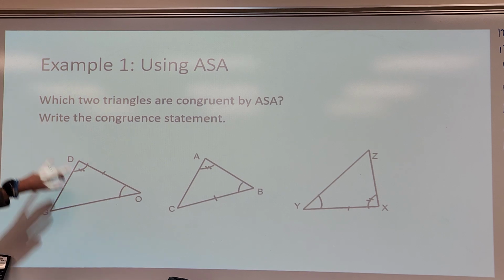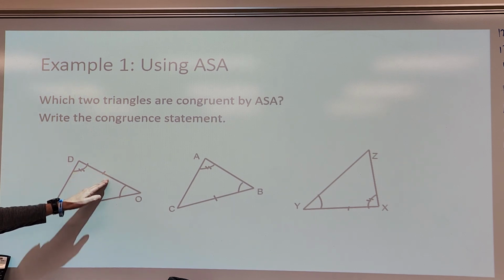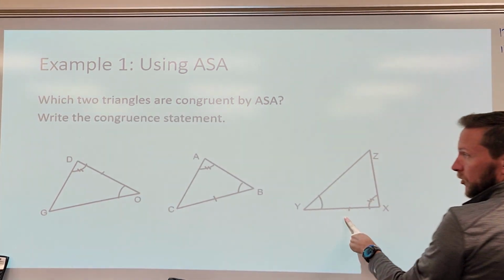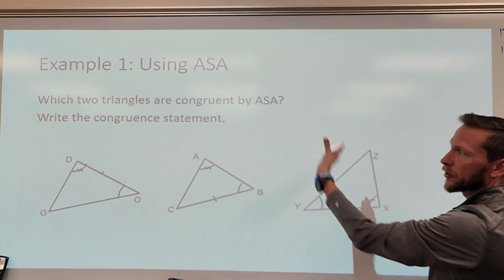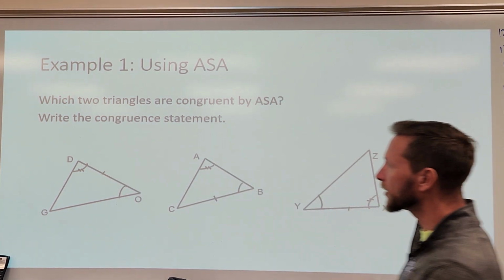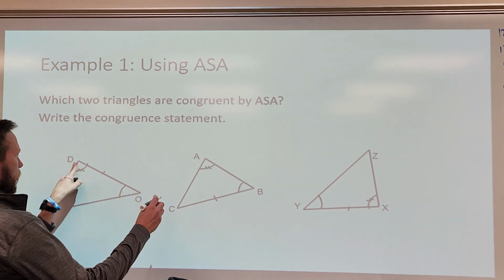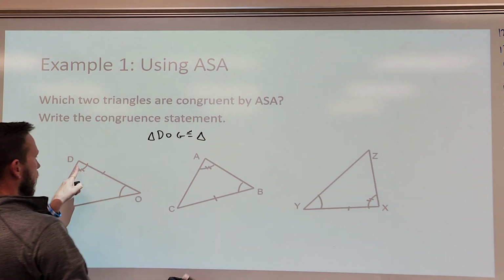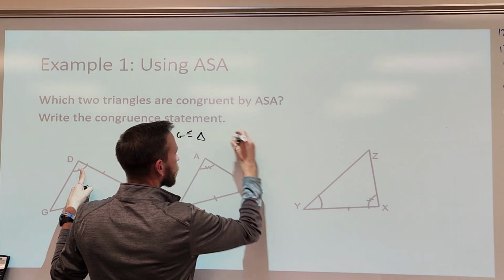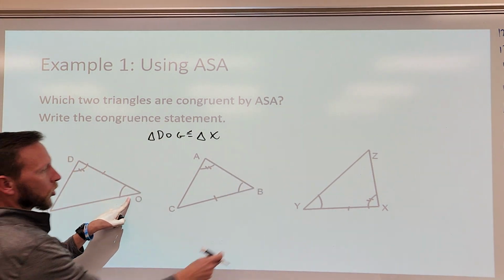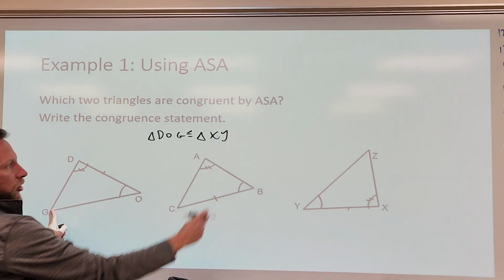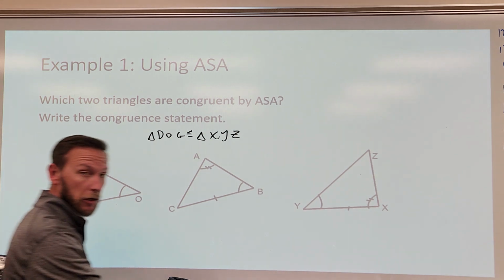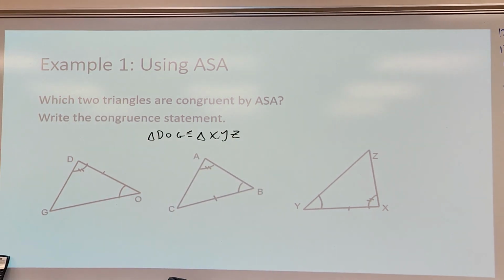Well, here we can see that we have 2 angles and an included side marked. I have got 2 angles and a non-included side marked. I've got 2 angles and the included side marked. So the first triangle and the third triangle are congruent. We would write the congruence statement. We can call this triangle DOG is congruent to triangle XYZ. The D corresponds with X, the O corresponds with Y, and the G corresponds with Z. And so we can show that those triangles are congruent using angle side angle.